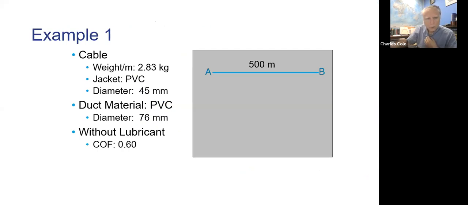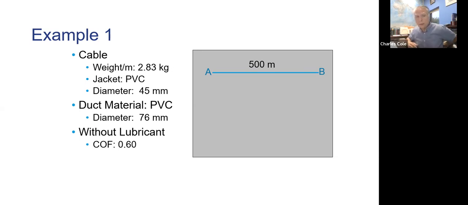Here's example one. We've got a cable that's 500 meters long. We're going to be pulling from point A to B. In order to estimate what kind of tensions we'll have at point B after pulling the cable through from point A, we need to know what the cable weight is. In this case, our example is dealing with a cable weight of 2.83 kilograms per meter.